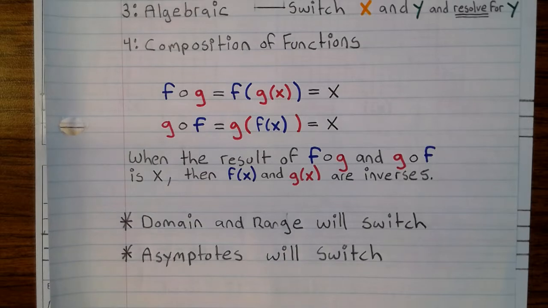When f of g of x equals x, and g of f of x equals x, when the result of f of g and g of f is x, then f of x and g of x are inverses. And a special note, with inverses, domain and range will switch. And with inverses, asymptotes will switch.